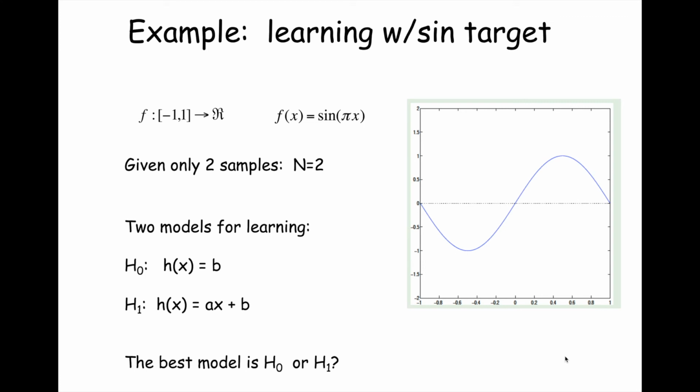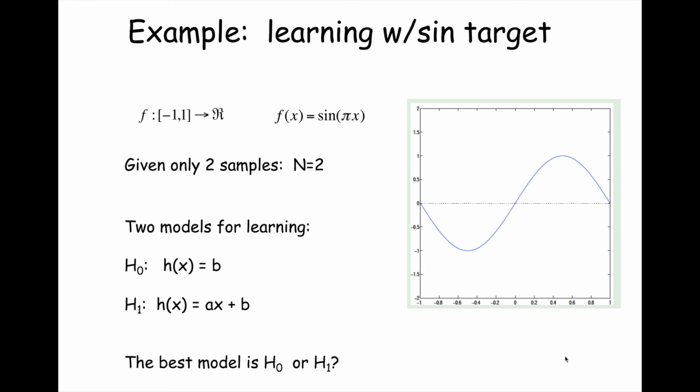And now we're going to have 2 hypothesis sets. The hypothesis set H0, which is the constant hypothesis, so h(x) = b. It's just going to be a straight line horizontally going across. And then we also have a more complex hypothesis set, H1, and that's going to be a line. h(x) = ax + b, a slope and a y-intercept. And so the question we're asking, and we're going to use the bias variance decomposition to answer this question, is which hypothesis set is better, H0 or H1?